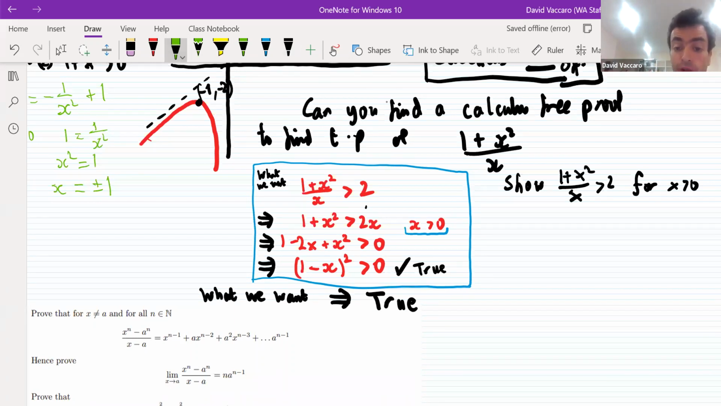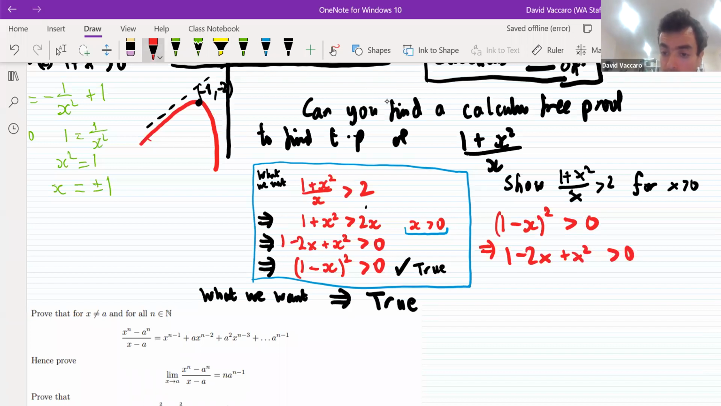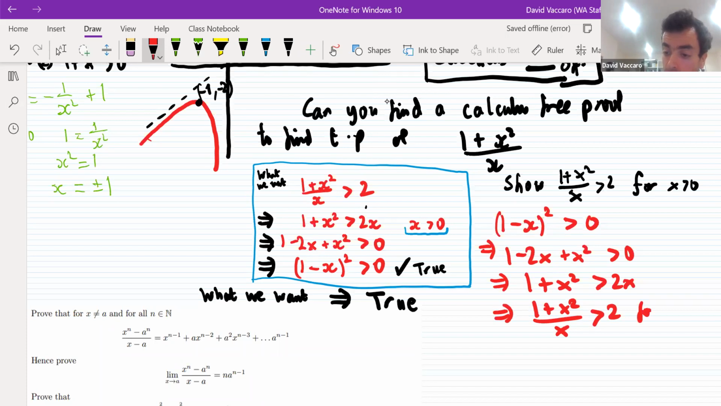So what we should have written is exactly the same thing. So this argument is lovely, but it should have gone the other way around. So it should have gone 1 subtract x all squared is bigger than 0. That implies 1 subtract 2x plus x squared is bigger than 0, which implies that 1 plus x squared is bigger than 2x. And if x is greater than 0, we have that 1 plus x squared over x is greater than 2 for x bigger than 0.